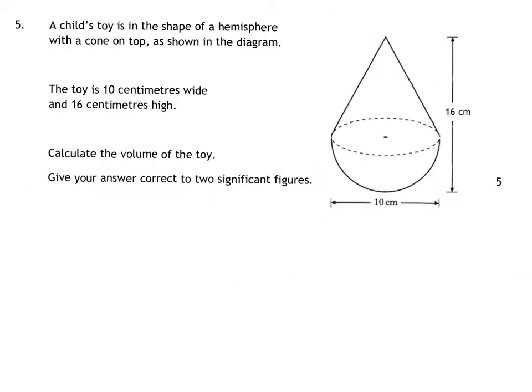Volume of a toy. So we've got a hemisphere and a cone. So let's start with the cone. So the cone is 1/3 pi r squared h. Now that's given to you in the formula sheet, okay? And the hemisphere, remember it's a half sphere.